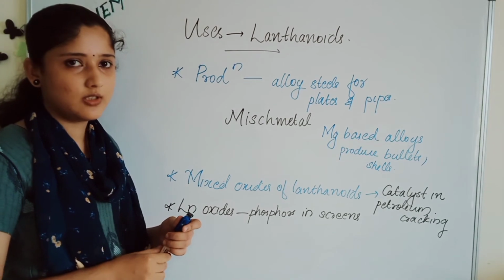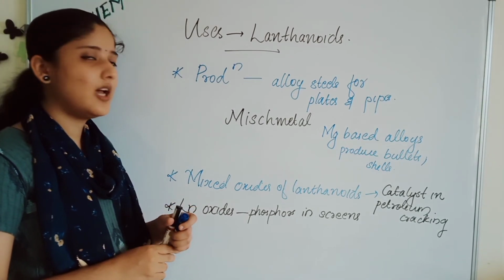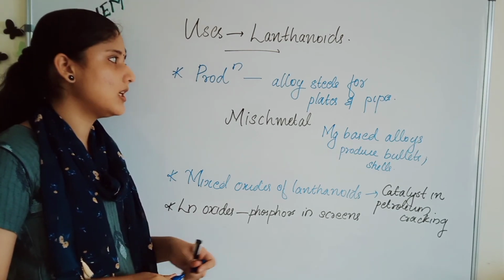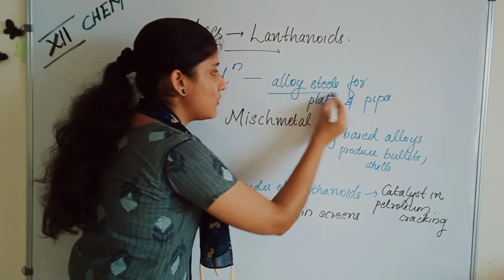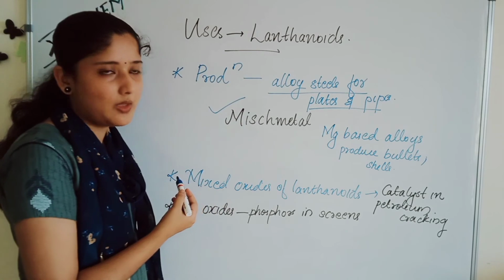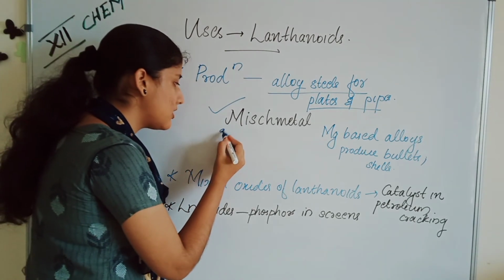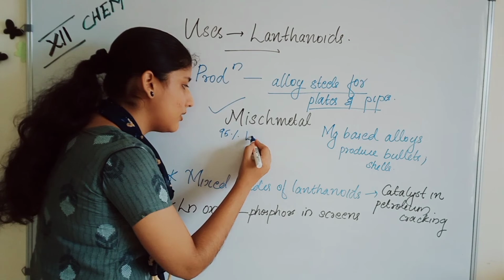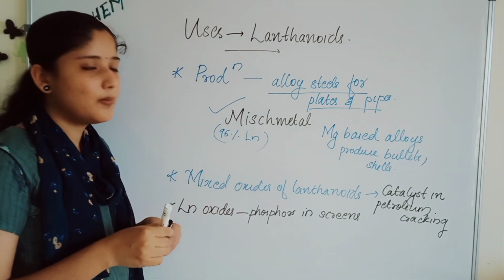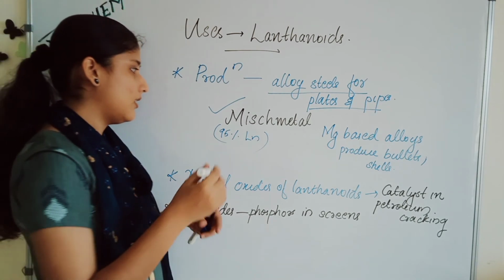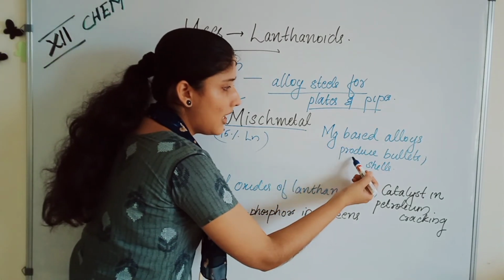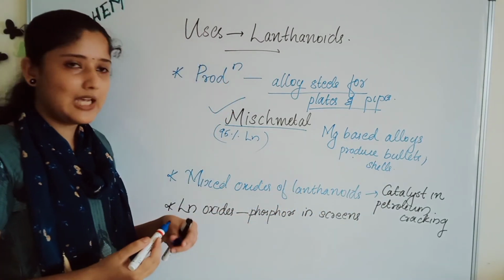Uses of lanthanoids. What are the different uses of lanthanoids? They are used in the production of steels for plates and pipe. The main use is the production of alloy steels for plates and pipe. One such alloy is mish metal. It consists of 95% of lanthanoids and the rest 5% iron, silicon, carbon, etc. Remember the term mish metal. It is used in magnesium based alloys to produce bullets, shells, etc.